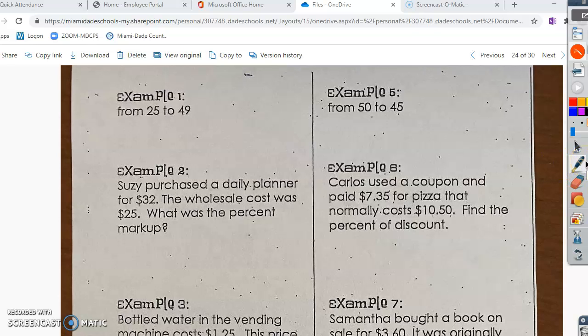So good morning once again. I'm going to go ahead and go over the percent of change. So we're going to start with percent of increase on the left side. So once again, this is going to be percent of increase.